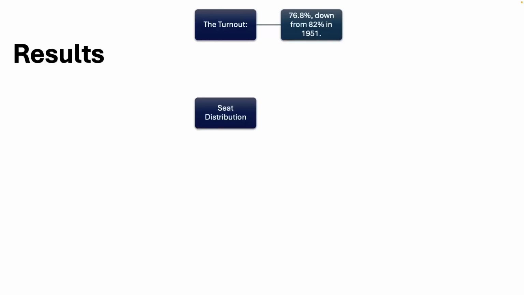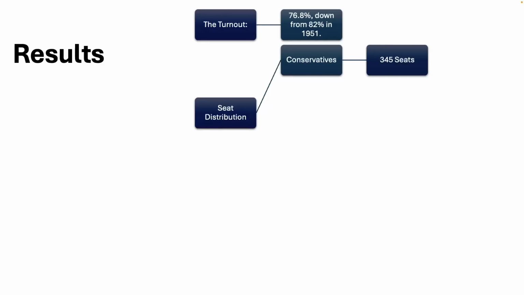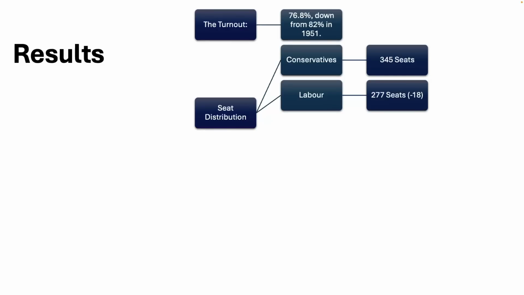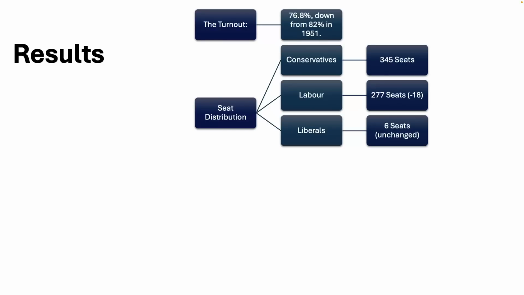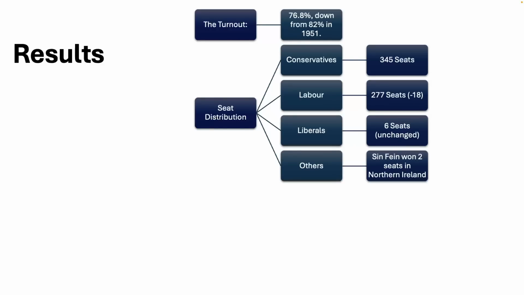In terms of the result then, turnout for a start was down from 82% in 1951 to 76.8% in this election, but the seat distribution was pretty astonishing. The House of Commons at the time had 630 total seats, and the Conservatives won a total of 345 of those seats, a plus of 23 or 24. Labour only secured 277 seats, which was a minus of 18. The Liberals kept their 6 seats, which was unchanged, and there are some other seats, for example Sinn Féin, which won 2 seats in Northern Ireland.